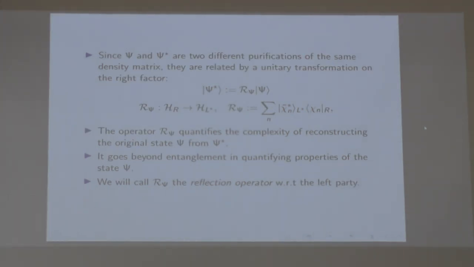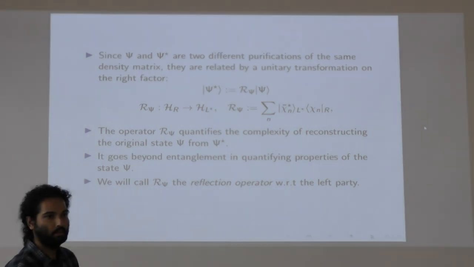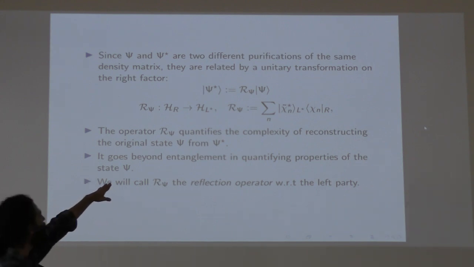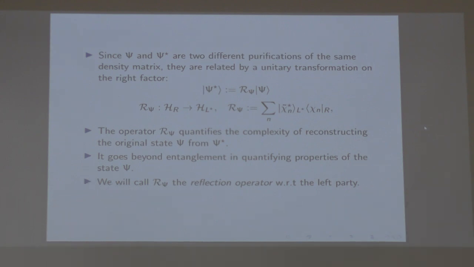Now, since psi and psi star are just two different purifications of the same density matrix on the left side, they ought to be related by a unitary transformation on the right. I'm going to call this unitary transformation curly R. I've written an explicit form for curly R in terms of the Schmidt bases on the two sides that I introduced previously. But the way I presented it here, it's defined more invariantly. It's a unitary operator which acts only on the right and maps psi to its canonical purification from the left.